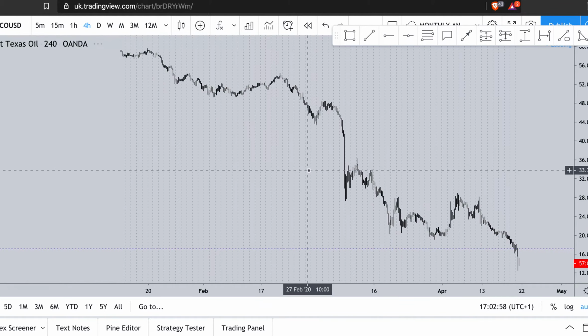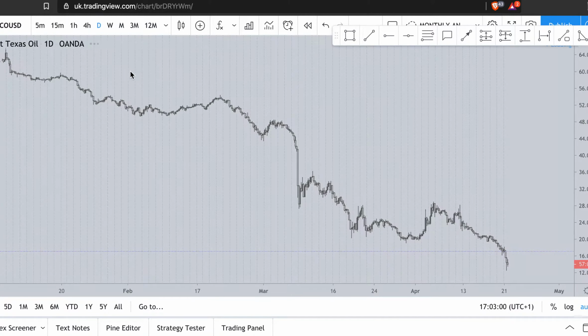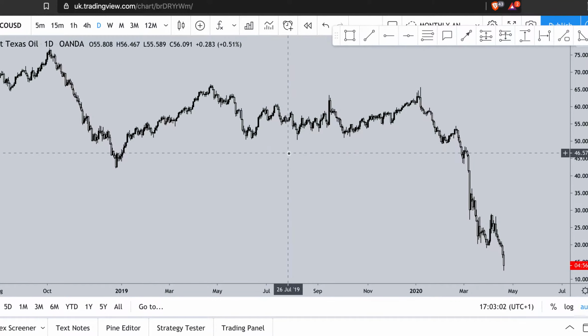So you understand what I mean by levels, right? We'll try and find some more. And what you want to do is go onto your charts.